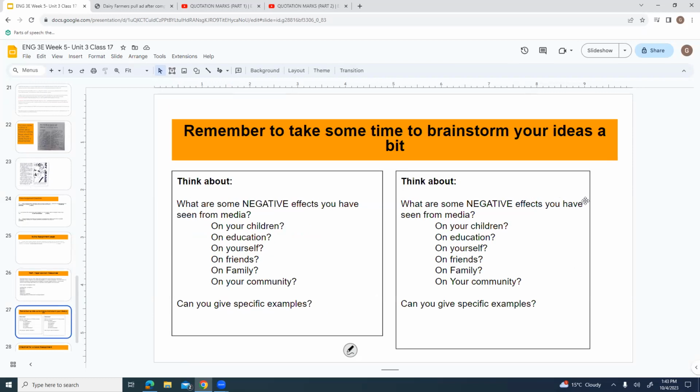Remember to take some time to brainstorm your ideas a bit before you get started. Think about what are some negative effects you've seen from media on your children, on education, on yourself. What about on friends, on family, or on your community? Can you give specific examples? Like, let's say you thought it had a negative influence on children. Well, what are some examples? Like maybe really young girls are dressing more sexually because they see so many grown-up women dressing sexually. That might be an example.